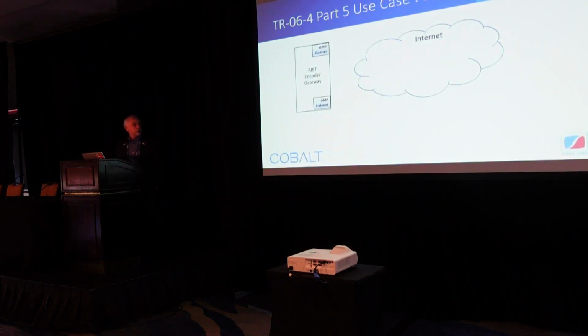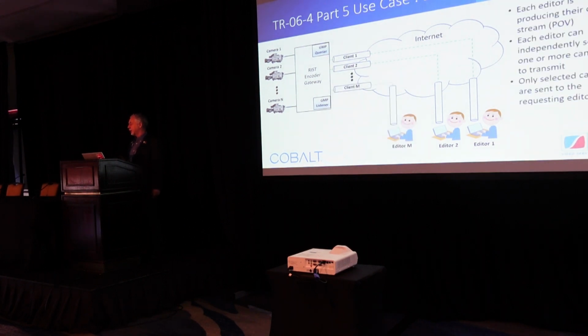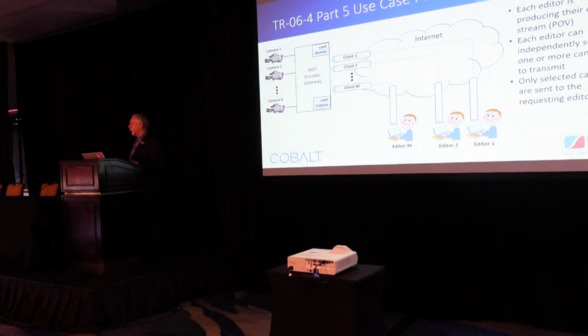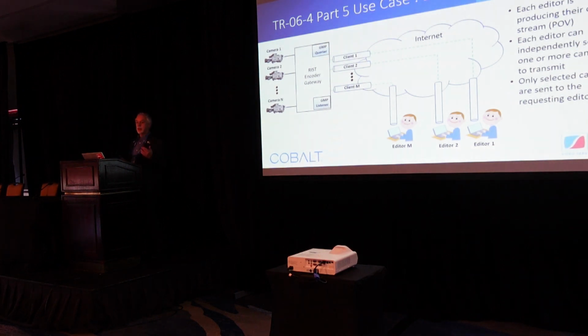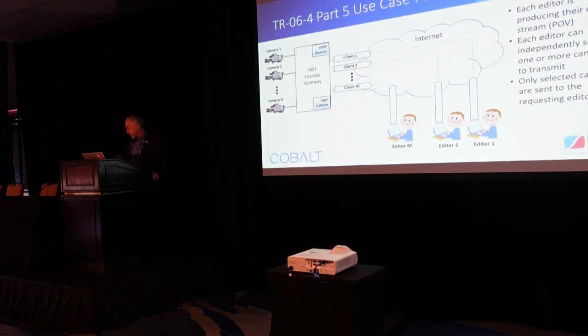Okay, another case is distributed production. You see I started with a RIST encoder or gateway and then the internet, and I have a whole bunch of cameras and a whole bunch of clients. Each editor is producing their own stream, a POV stream, and each editor can independently select one or more cameras to transmit. So they're doing their own production, and only the selected cameras are sent to the requesting editors. And you see here how happy that guy is that we did Part 5. It's working for him.